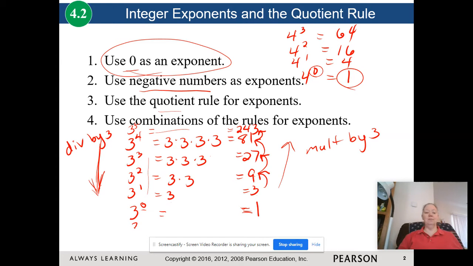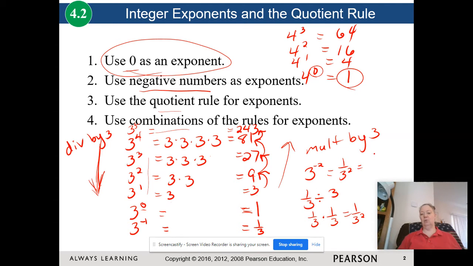If I were to extend the pattern, 5, 4, 3, 2, 1, 0, negative 1. Again, I divide by 3. Well, 1 divided by 3 is 1 over 3, 1/3. What if I had 3 to the negative 2? Yeah, divide by 3. So if I have 1/3 and I divide it by 3, that's equivalent, remember, keep, change, flip, to 1/3 times the reciprocal, which is 1 over 3 times 3, or 1 over 3 squared, which is 1/9.